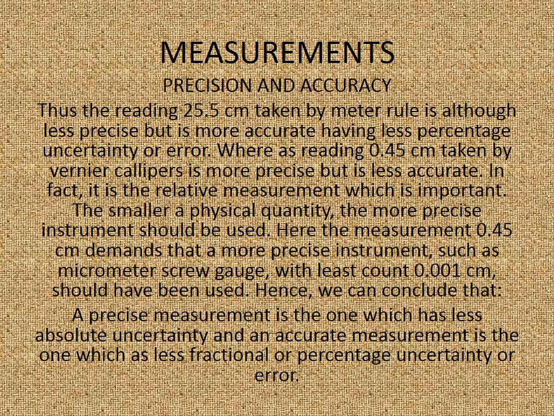Here, the measurement 0.45 cm demands that a more precise instrument such as micrometer screw gauge with least count 0.001 cm should have been used. Hence, we can conclude that a precise measurement is the one which has less absolute uncertainty, and an accurate measurement is the one which has less fractional or percentage uncertainty or error.